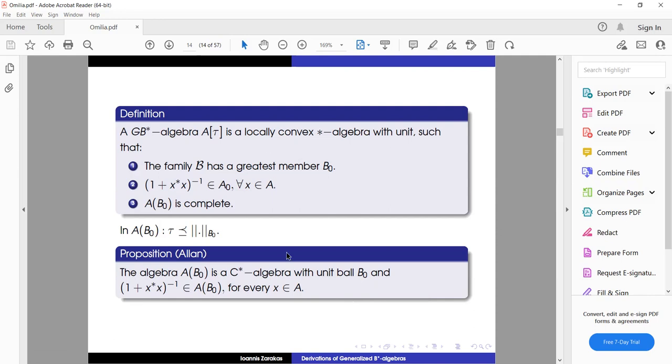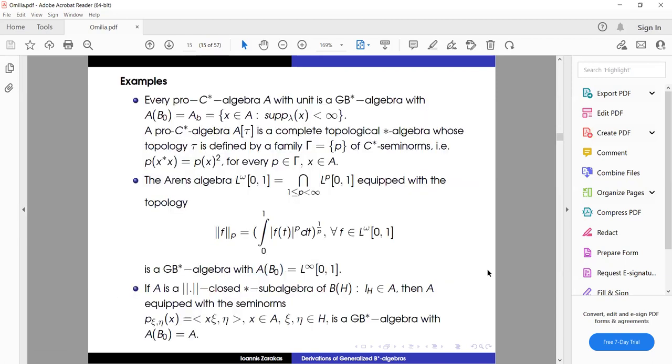That is the definition and the proposition that come together and give us a clear picture of what a G-B-star algebra is. Now, as for examples, one can find, for the first one, every pro-C-star algebra with unit. With a pro-C-star algebra, I'm just repeating common ground here, we are dealing with a complete algebra with seminorms p, which are C-star seminorms in this sense. The A_B naught that we were discussing before, in this setting, is just all elements of the algebra whose supremum of their seminorms is finite.